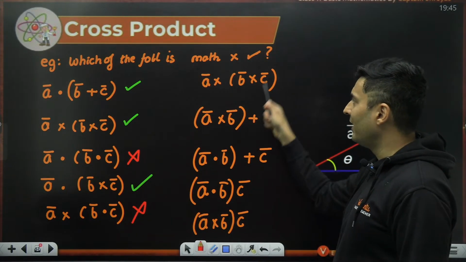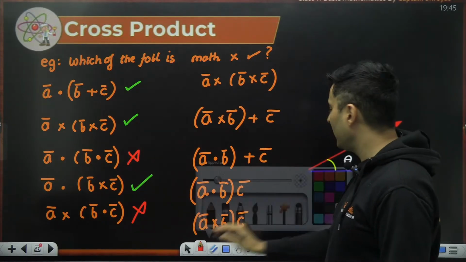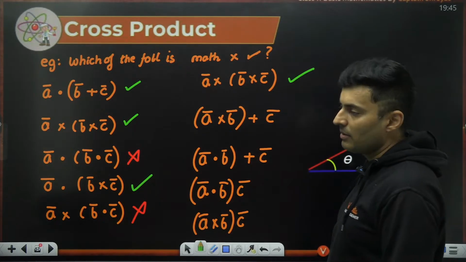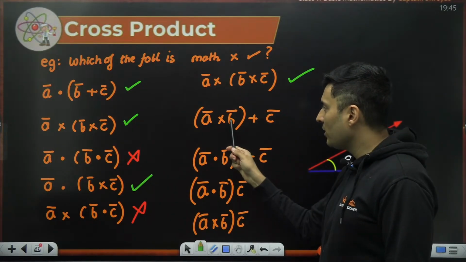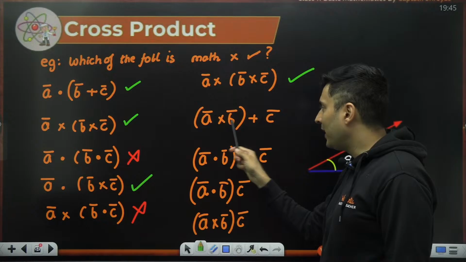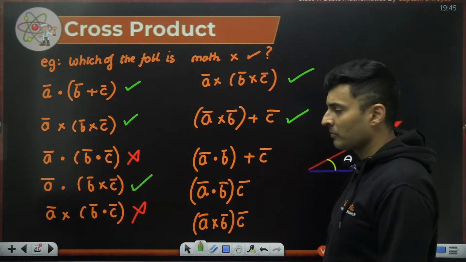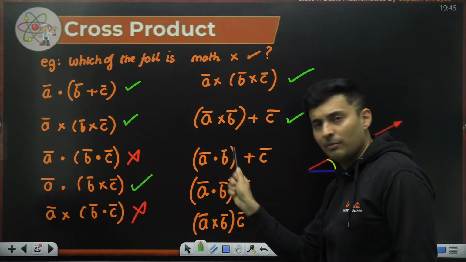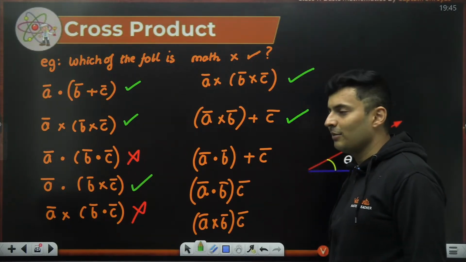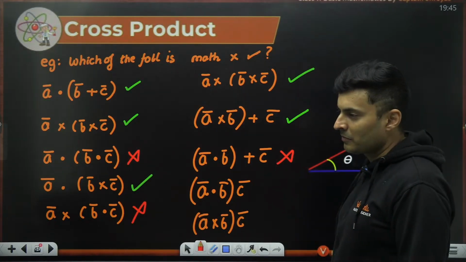Vector into vector, a vector. Vector into another vector, that is perfectly fine. Nothing wrong with it. I will put a correct mark. What about this? A cross B is a vector. Vector added with another vector, perfectly fine. I can do that. But vector dot with a vector is a scalar number. A scalar can't be added with a vector. It is illegal. It is not right mathematically.